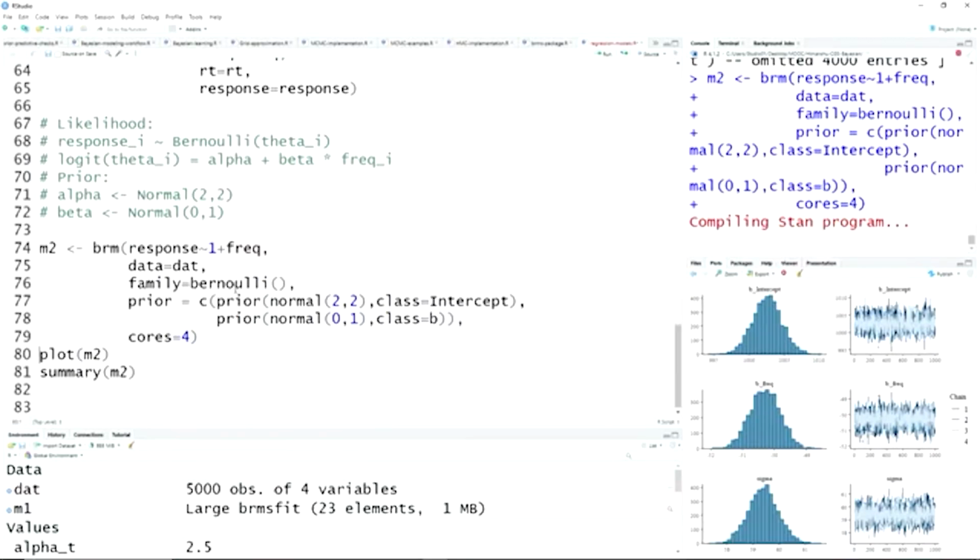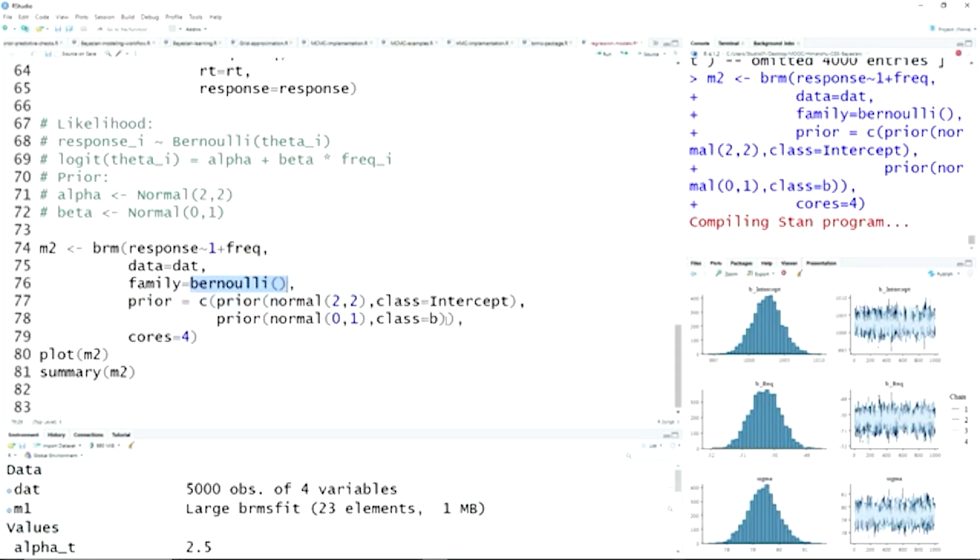It's compiling. Okay. So in this piece of code, I have implemented a logistic regression model. So only change is this. Basically, the formula remains the same. Response is being predicted by frequency in the same way as we did for Gaussian regression. Here, of course, the family has to be now Bernoulli.